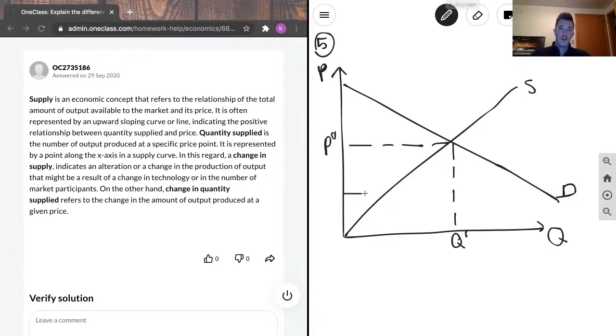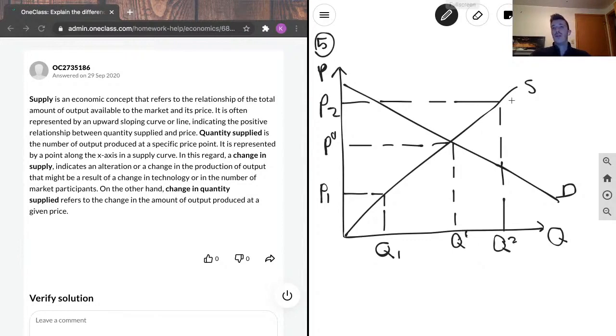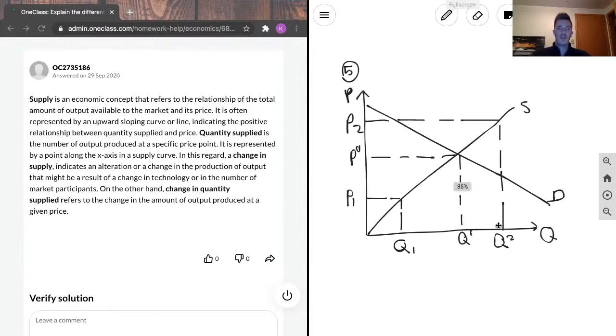So if the price were down here at P1, the quantity supplied would be here at Q1. Similarly, if the price were quite high here at P2, we would draw horizontally over to the supply curve, then draw it down, and the corresponding quantity would be Q2.